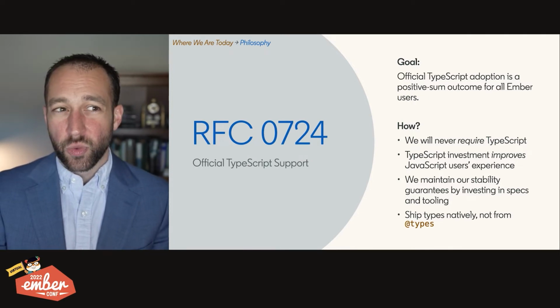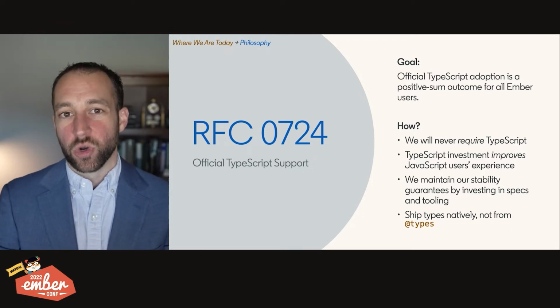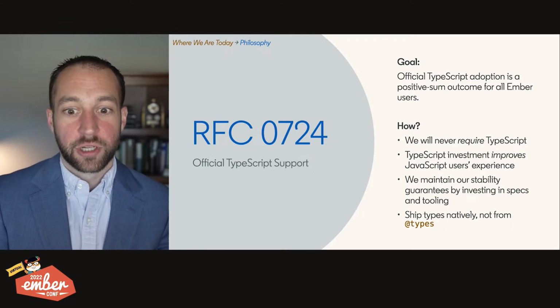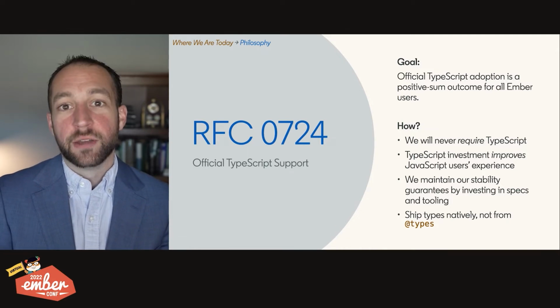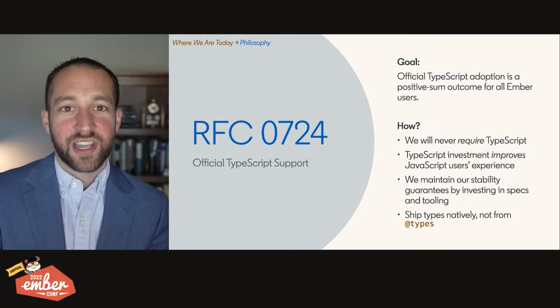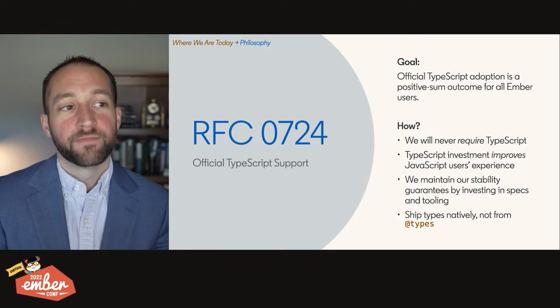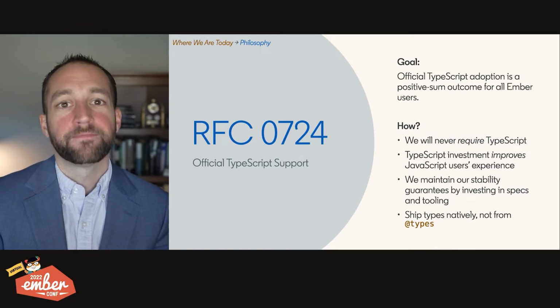We need to make sure we keep our stability guarantees, which means we need to figure out how semantic versioning works when dealing with TypeScript. We'll invest in specs, like a semver spec, and tools, integration in CI, early warning about breaking changes, etc., to make this possible. And we'll ship types natively, not from DefinitelyTyped.